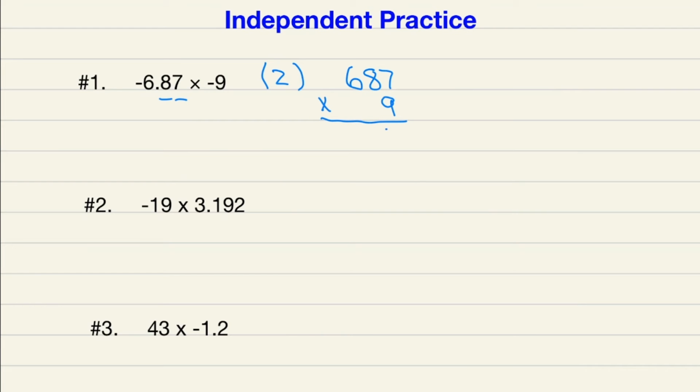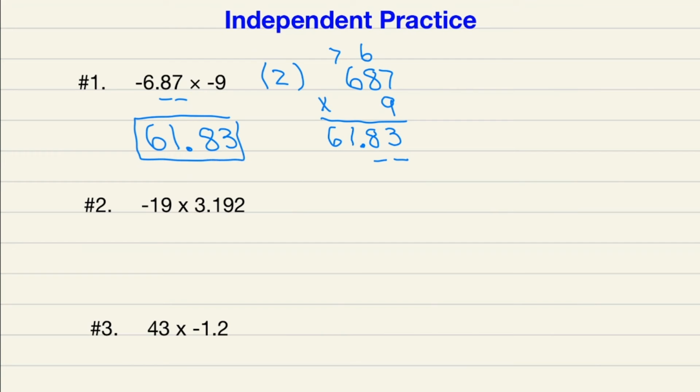9 times 7 is 63. Carry your 6. 9 times 8 is 72, plus 6 is 78, so write your 8, carry your 7. 9 times 6 is 54, plus 7 is 61, so we get 6,183. The 2 in parentheses again tells us how many numbers are behind our decimal point, so 1, 2, decimal point in front of those. And my answer is going to be positive because they had the same sign. So for number 1, you should have had 61 and 83/100. So hopefully you're 1 for 1. And now let's move on to 2.